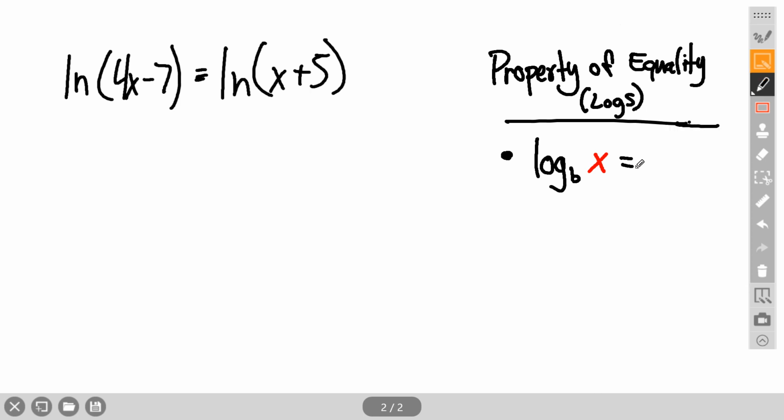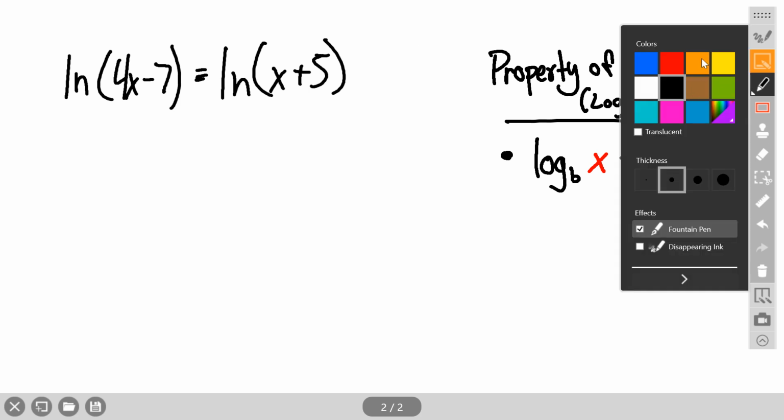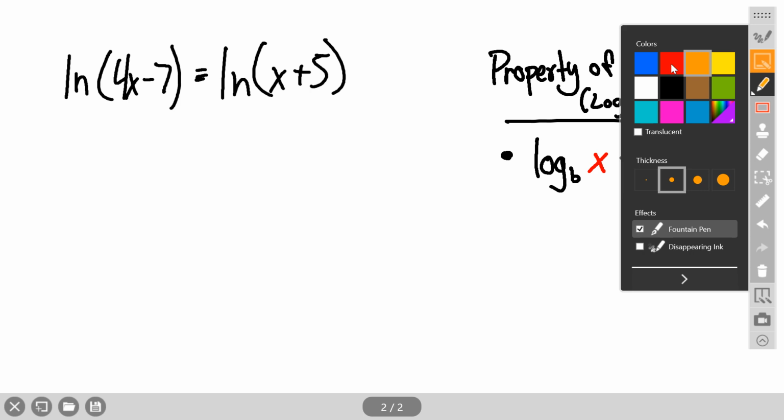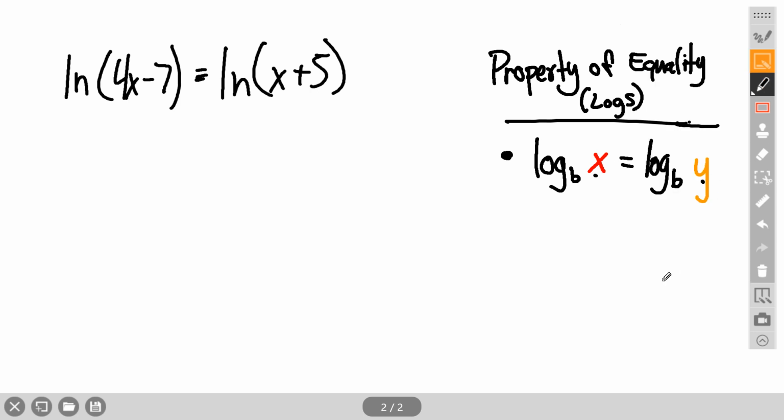And on the other side of the equation, you have the same log, so a log with the exact same base, but we have something different inside that log. Let's say that we have y inside this other log. Now, what would this property tell us about the relationship between x and y? If these two sides have to be equal, what does that tell us about x and y here?